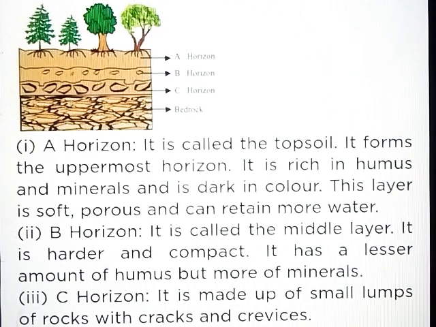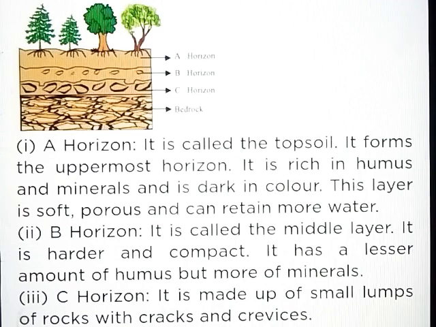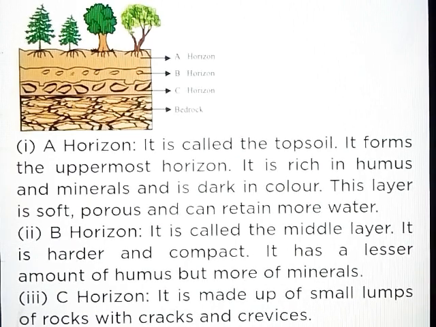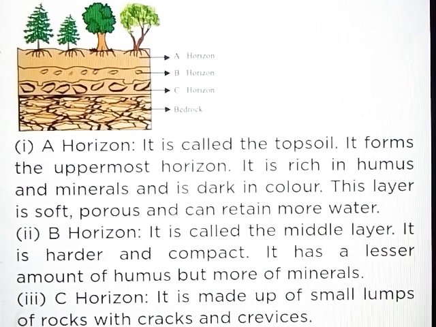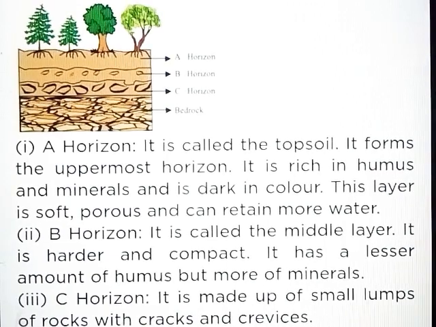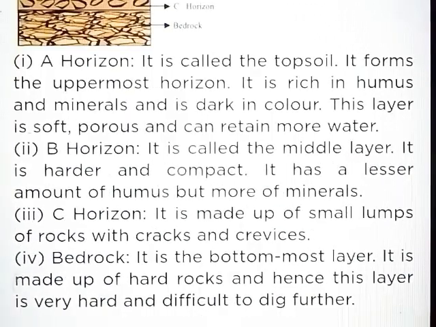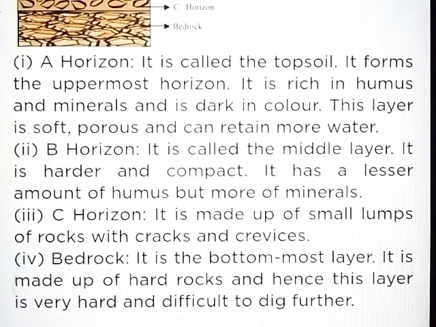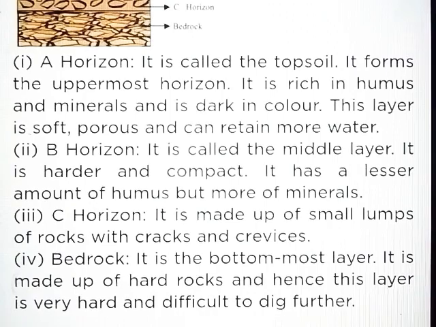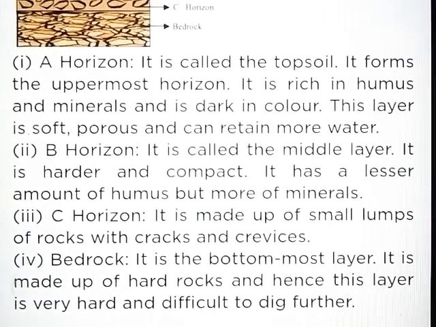B horizon. It is called the middle layer. It is harder and compact. It has a lesser amount of humus but more of minerals. C horizon. It is made up of small lumps of rocks with cracks and crevices. Bedrock. It is the bottommost layer. It is made up of hard rocks and hence this layer is very hard and difficult to dig further.